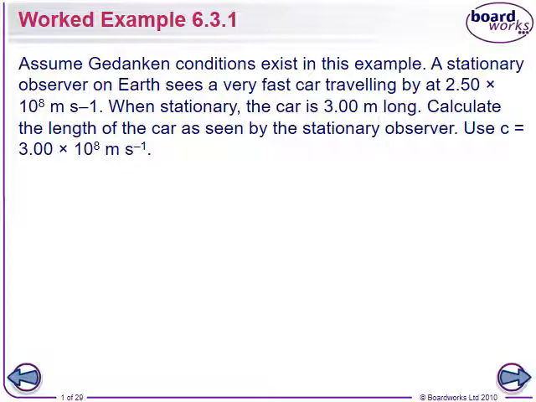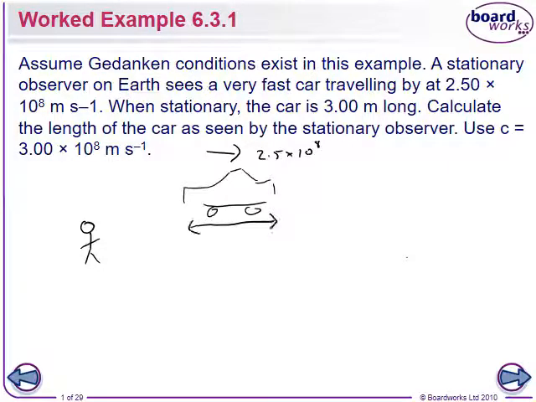Use speed of light. Okay, so here is our stationary observer, watching a very fast car go past. The car is travelling at 2.5 times 10 to the 8 metres per second. At rest, it is 3 metres, so its L0 is 3 metres. If you're in the same frame of reference as the car, you would measure it as 3 metres. That's what it means by at rest. And so we want to know our L value.